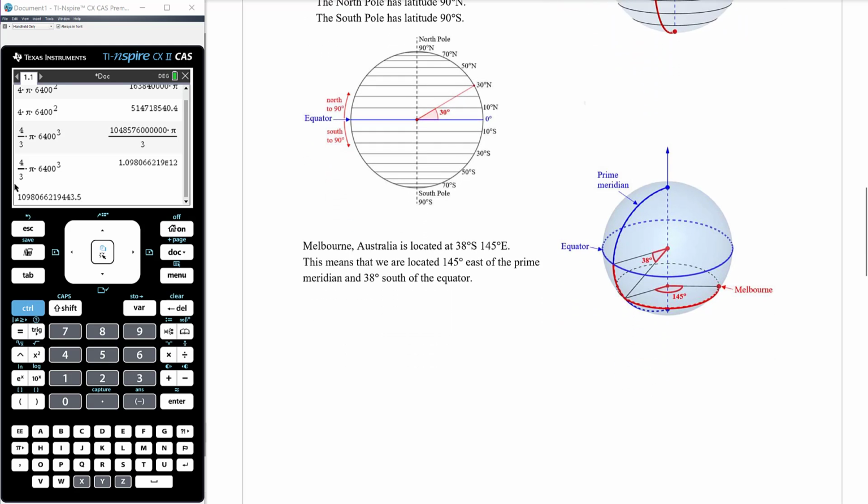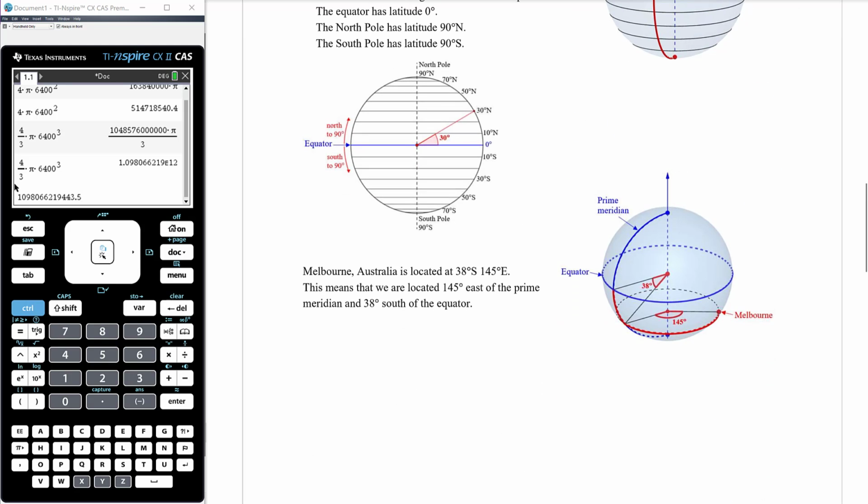So for example, as we saw on the Google Maps, Melbourne, Australia is located at 38 degrees south, 145 degrees east. And this means that we are located 145 degrees east of the prime meridian and 38 degrees south of the equator. So you can see that represented here in this diagram. I'll just go to a 3D version of that so we can see it in motion.